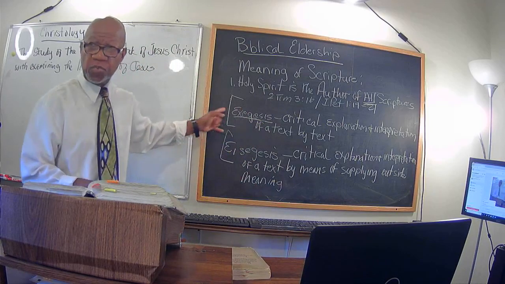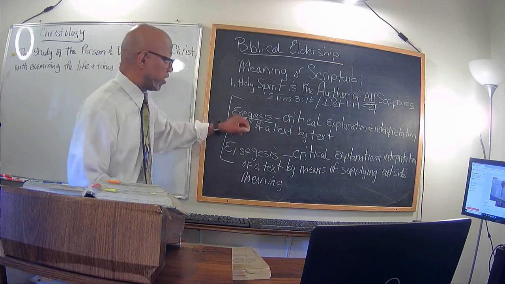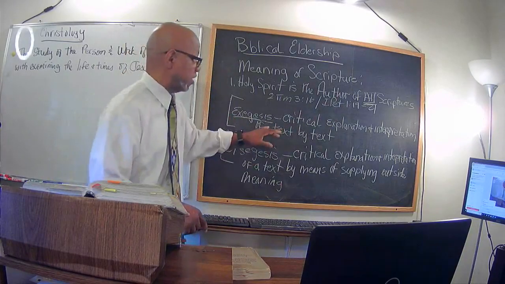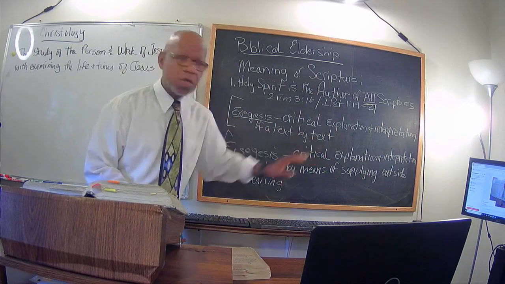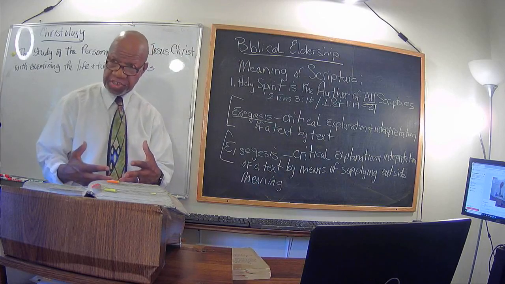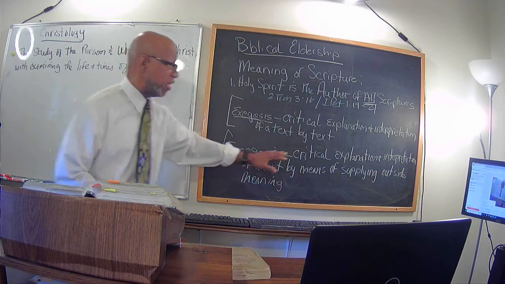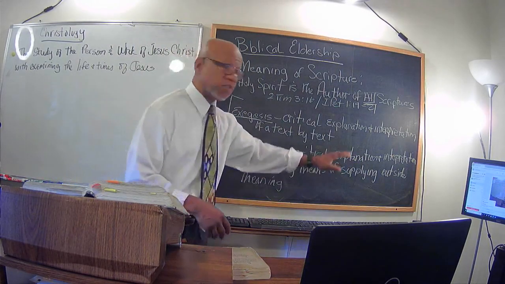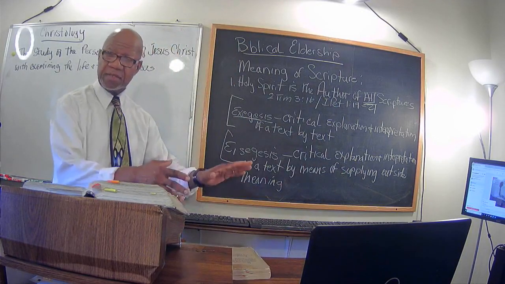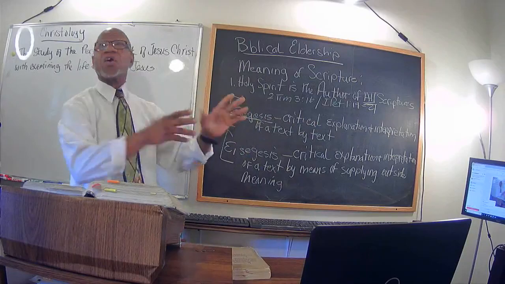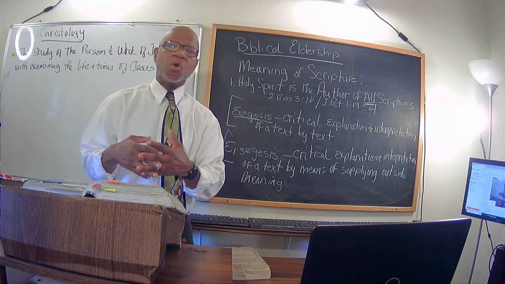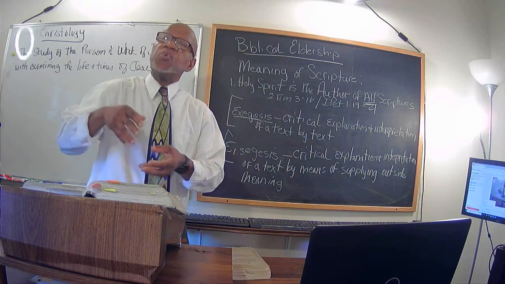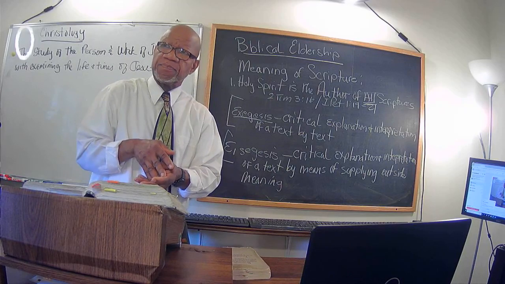And therefore, last week we looked at two very important words before we move on. We looked at the word exegesis, which means critical explanation and interpretation of a text by the text. Whereas predominantly in the church today, we have eisegesis, which is critical explanation and interpretation of a text by means of supplying outside meaning. Something someone else is saying, or your own ideals, or wording, or understanding of what that scripture is. You cannot do that because you are adding to the scriptures.